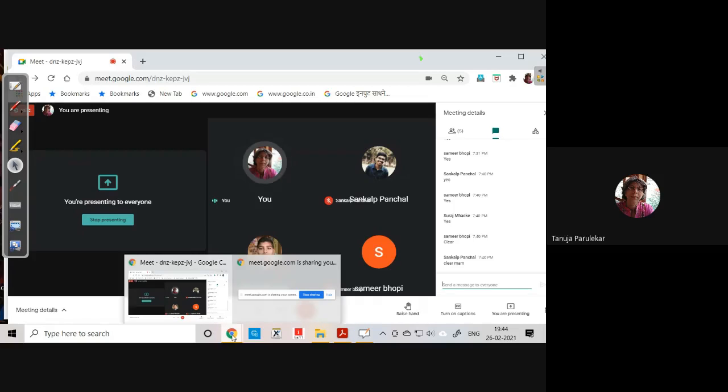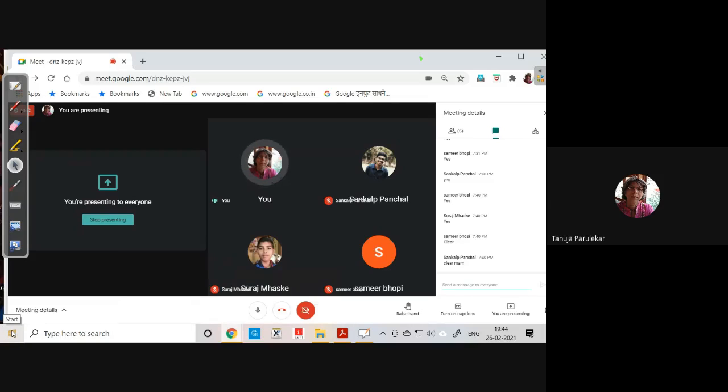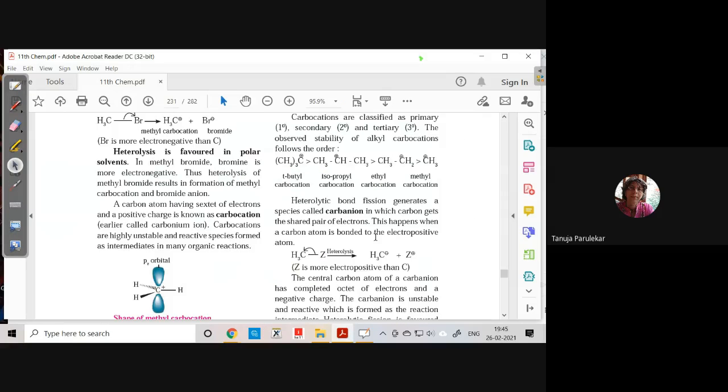Now come to the next part, that is stability. When you talk about such species, the question will always be based on how it is formed, what is the shape, and what is the stability. So remember all that in the exam. This can be asked as discuss the shape of it, or how it is formed, or what is heterolysis. And now we come to the stability. So let us talk about stability.